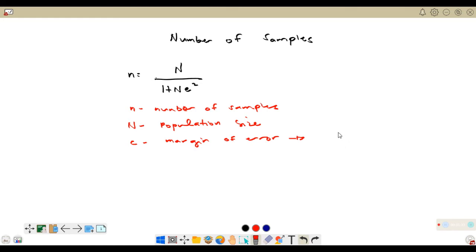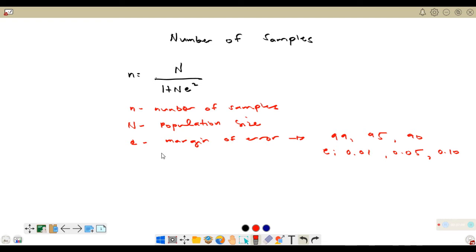But the most commonly used are, of course, 99, 95, and 90. Pero, nasa sa inyo naman kung ano yung gusto nyong gamitin. So the margin of error respectively are 0.01, 0.05, and 0.10. So, if you want to use less number of samples, you will increase your margin of error.